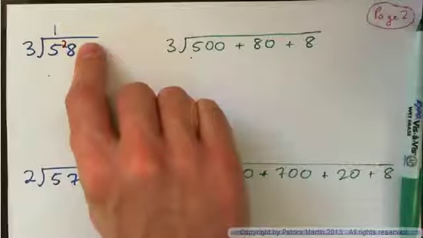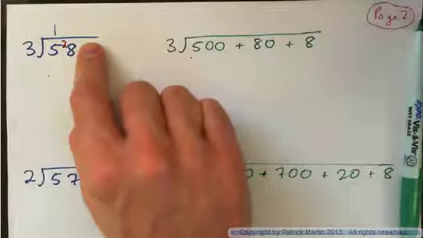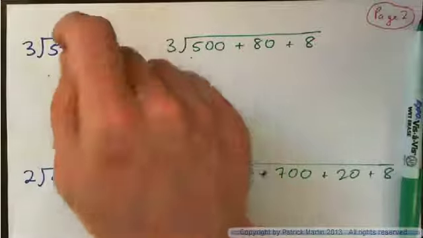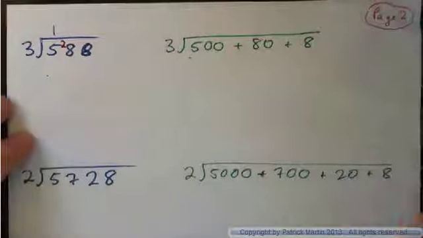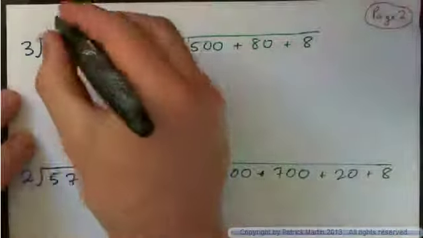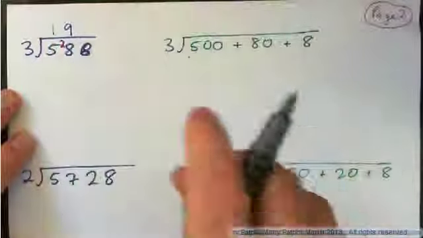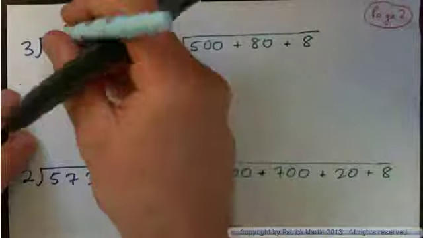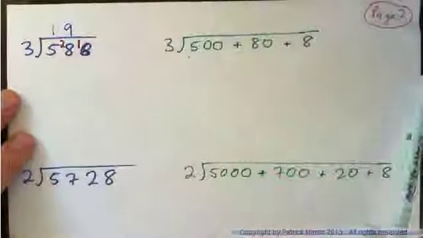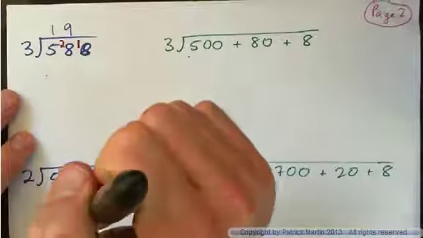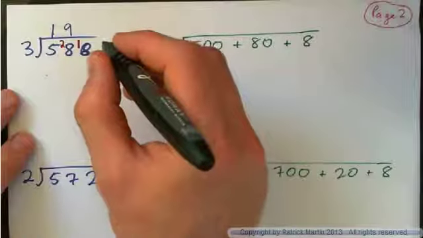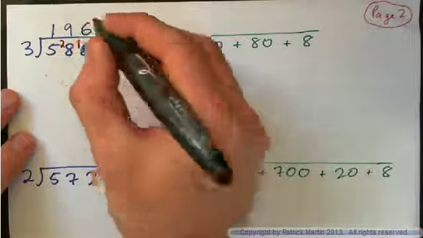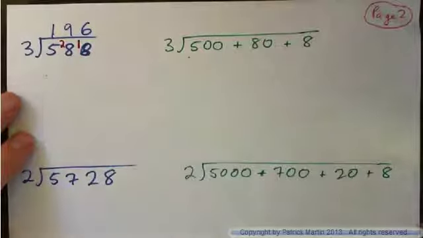And then you go 3 into 28 goes how many times? Well, what's 3 times 9? 3 times 9 is 27. So 3 into 28 goes 9 times, remainder 1, and you put the 1 here, see that? And now you have 3 into 18. What's 3 into 18? 6 times. So the answer is 196.